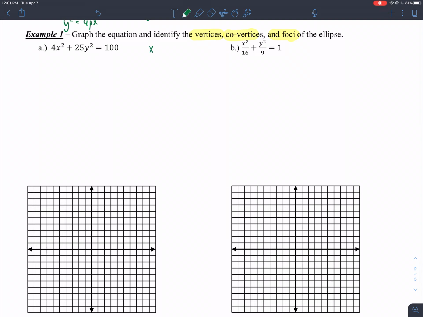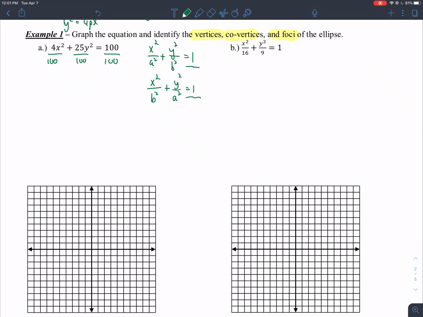If I have something like this, or I have something like this, where a squared could be under y and not x, I need to make this equation look like either of those 2. Now the way you do this is focus on the 1. Both of them have a 1. I don't know off the bat which one is a or b, but I know that the equation must be equal to 1. So the way you can do that is to divide this by 100.